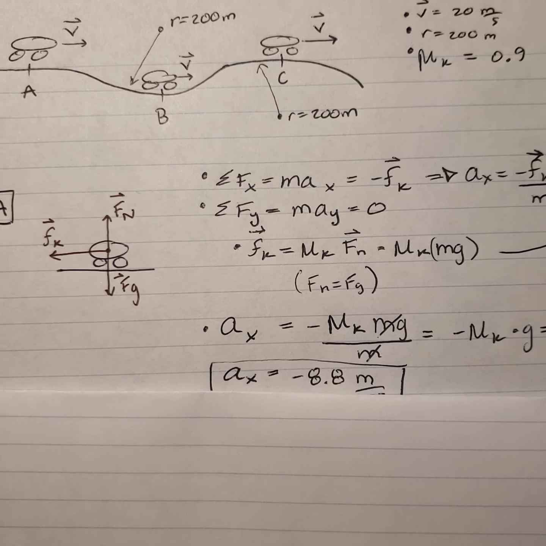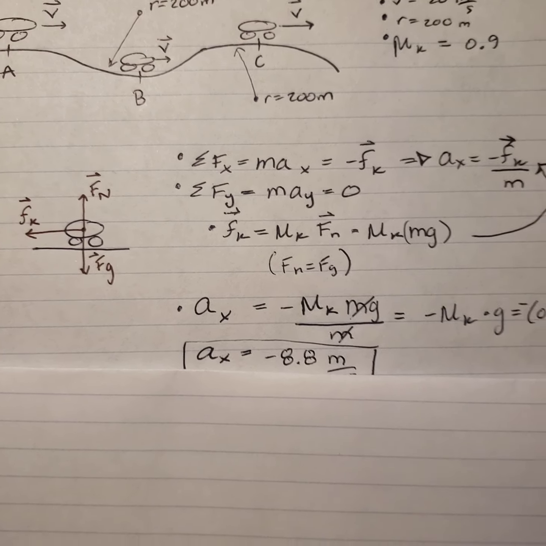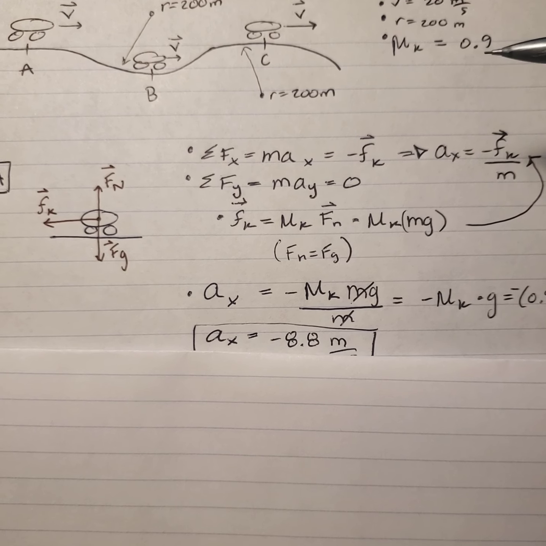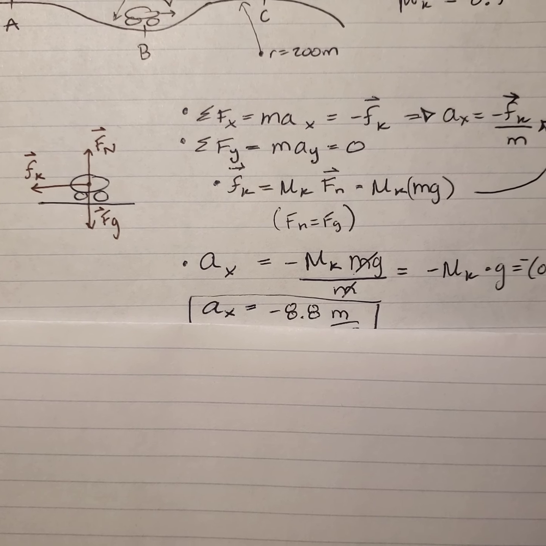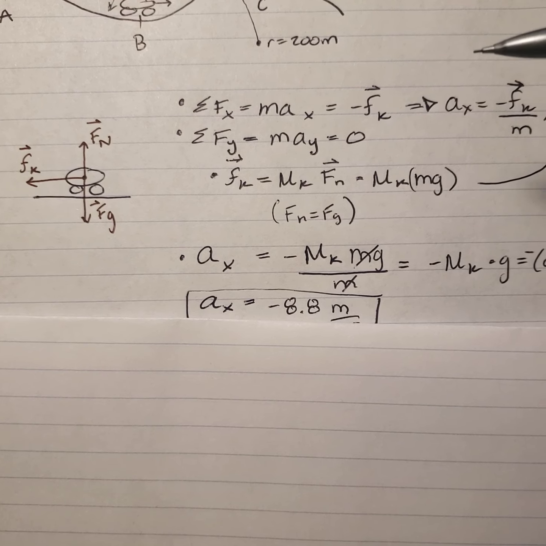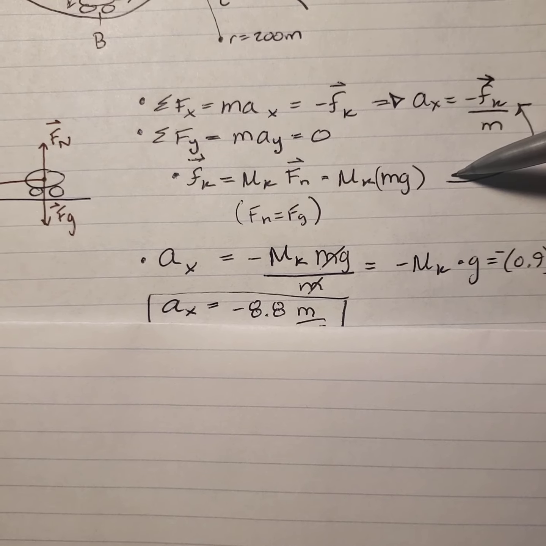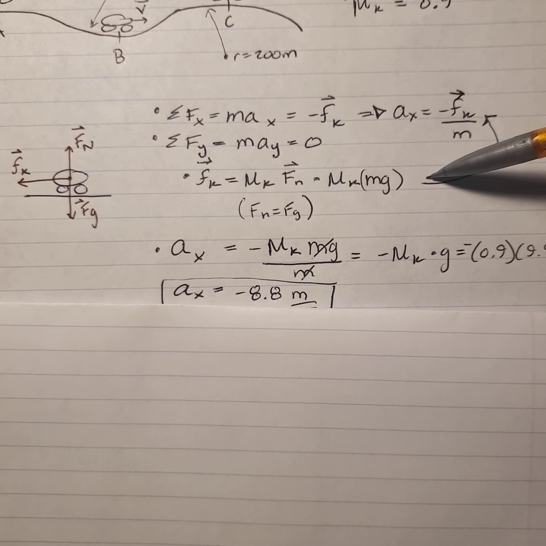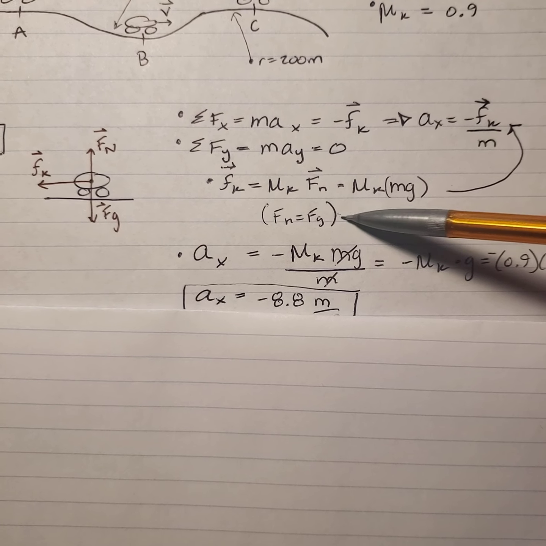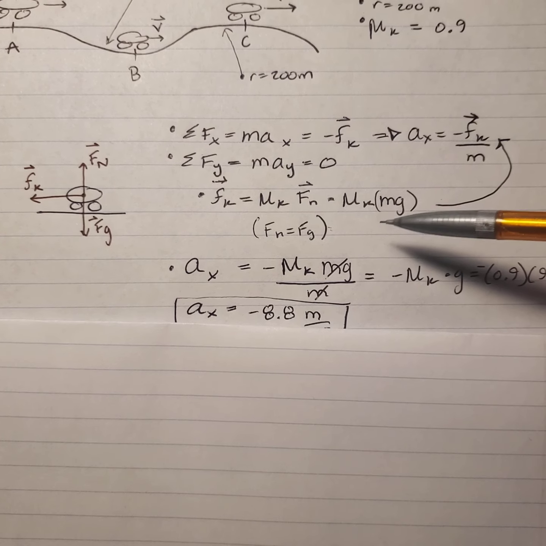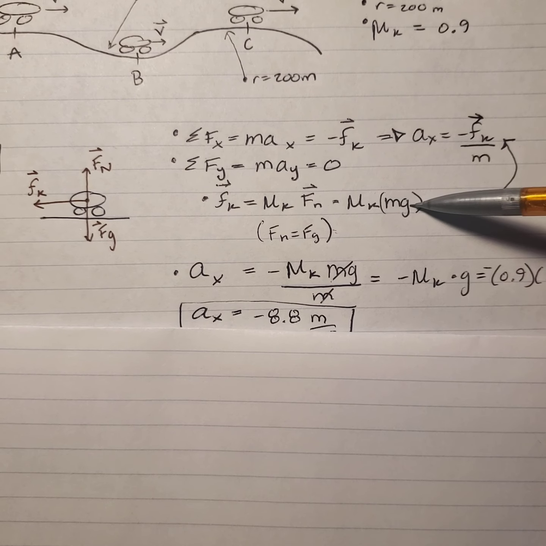For part A, the car is traveling in a straight line, so the forces on the y are going to be 0. The forces on the x, however, are going to be ma sub x. The force in the x direction that we're interested in is the kinetic frictional force. This is going to be equal to mu sub k times the normal force. And since the normal force is equal to the weight force, we can just say that the frictional force is equal to the coefficient of kinetic friction times mg.